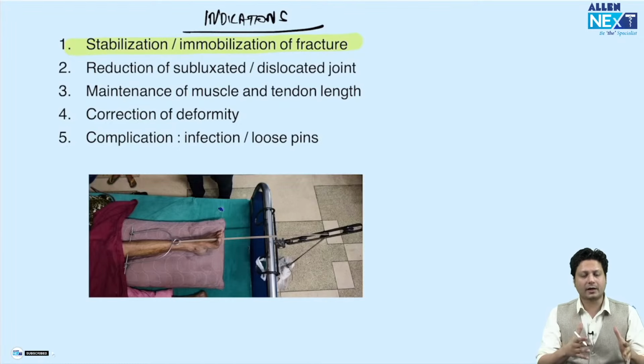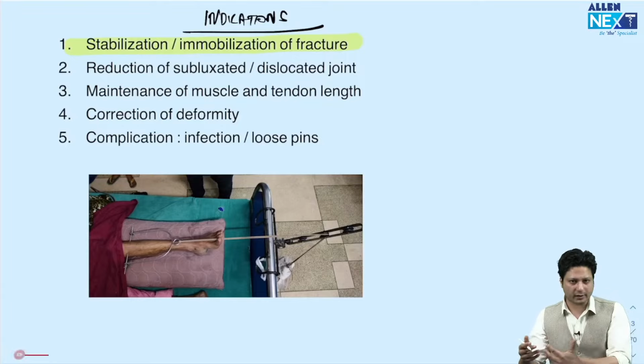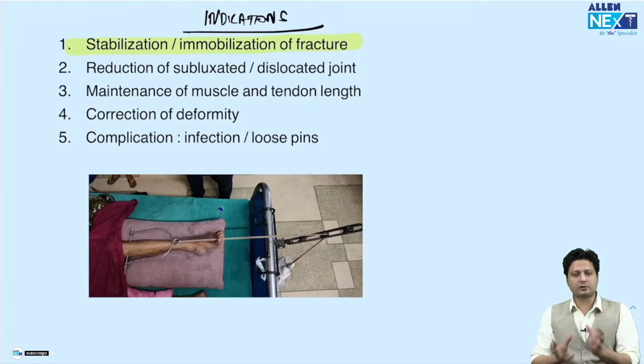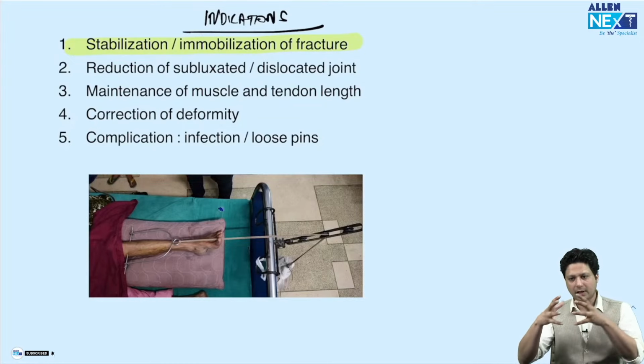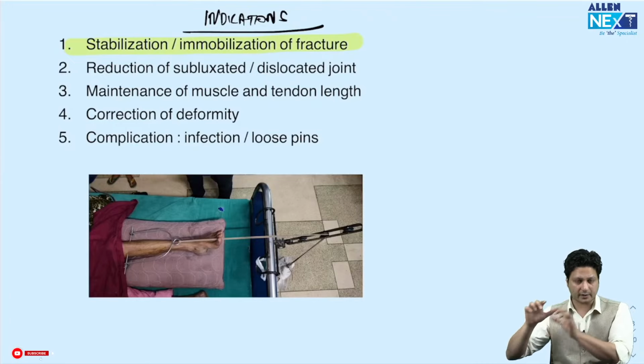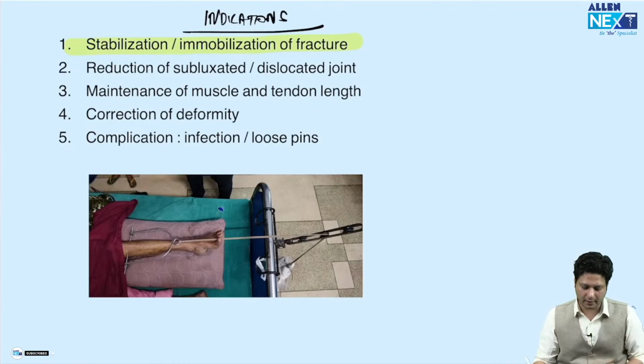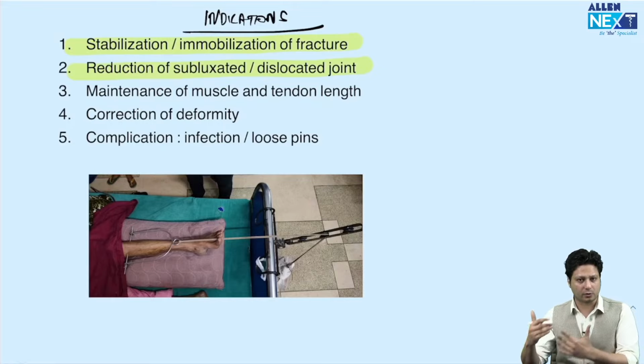Point number 2, reduction of the subluxated or the dislocated joint. Just imagine if the patient had a dislocation of the knee joint and you have reduced it, but there is always a possibility of recurrence of this subluxation unless you apply a weight tied to the distal part of the bone. So, reduction of the subluxated or dislocated joint.